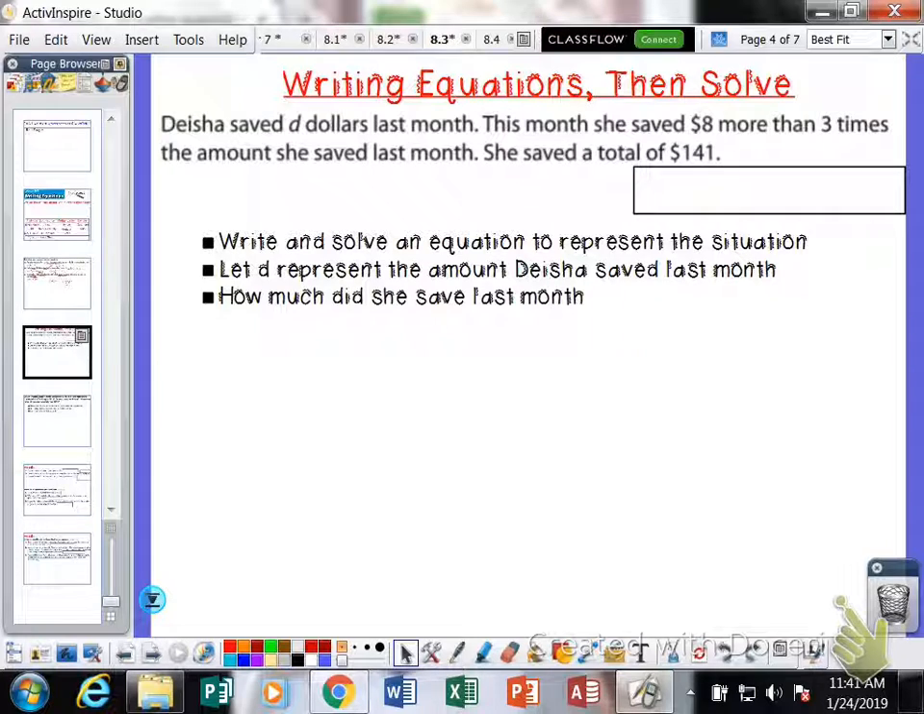problem a little bit. What we're going to be doing, we're going to write and solve an equation to represent the situation, let D represent the amount Deisha saved last month, and then we're going to find how much she saved last month. So let's dissect this a little bit first. We know she saved $D last month. We also know this month she saved 8 more than 3 times the amount she saved last month.